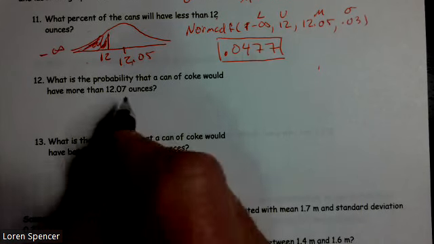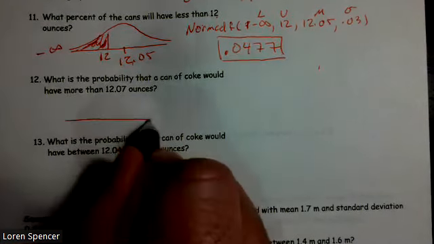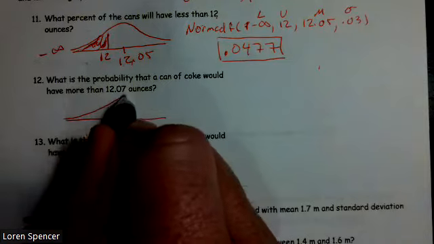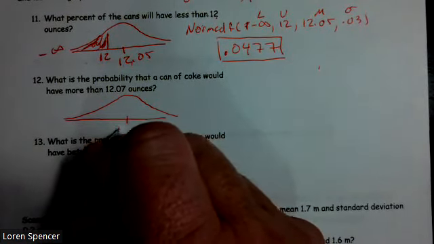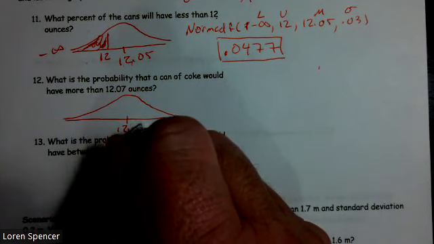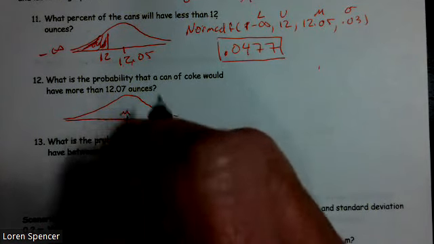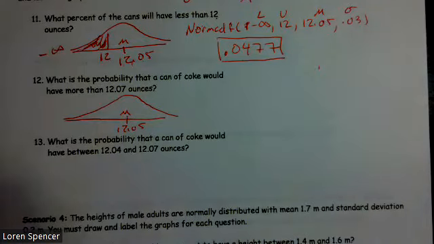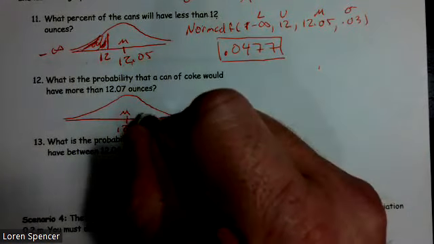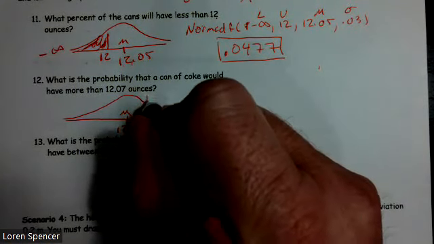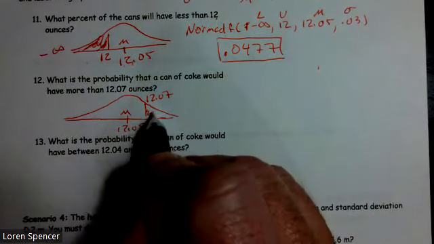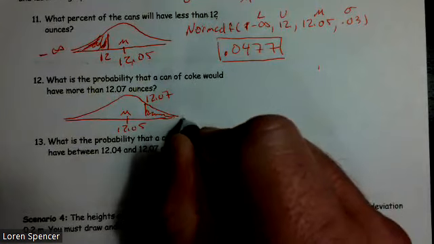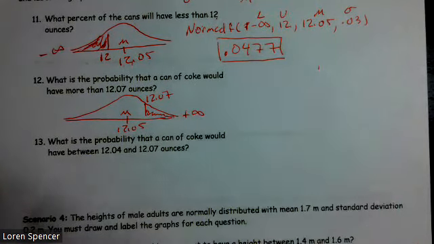12.07 ounces? All right, so we'll go back. We always draw a graph. So this is 12.05, because that's our mean. Should label mean up there. And we want 12.07, so we're interested in being above it. So we're going to shade this way, which means we're going all the way to positive infinity.